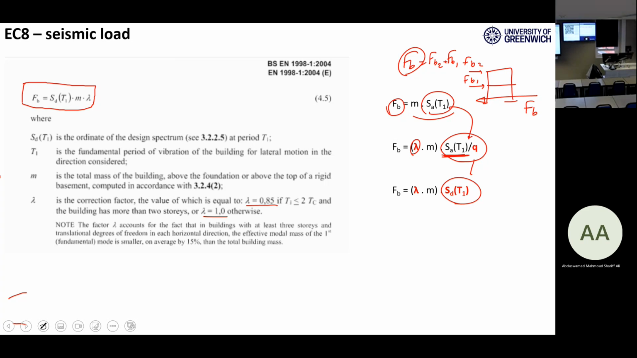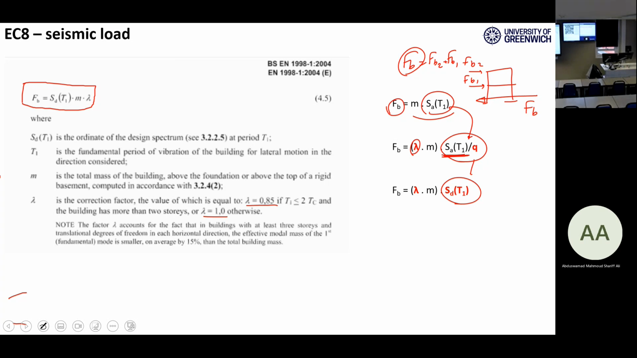The only point is, what is Q? Q is behavior factor. It's called behavior factor. And it's always more than one. It's 2, 3, 4, 5, something like this. And the behavior factor aims to reduce your forces, as you see, because it's in the denominator. And it reduces your seismic loads, doesn't it?